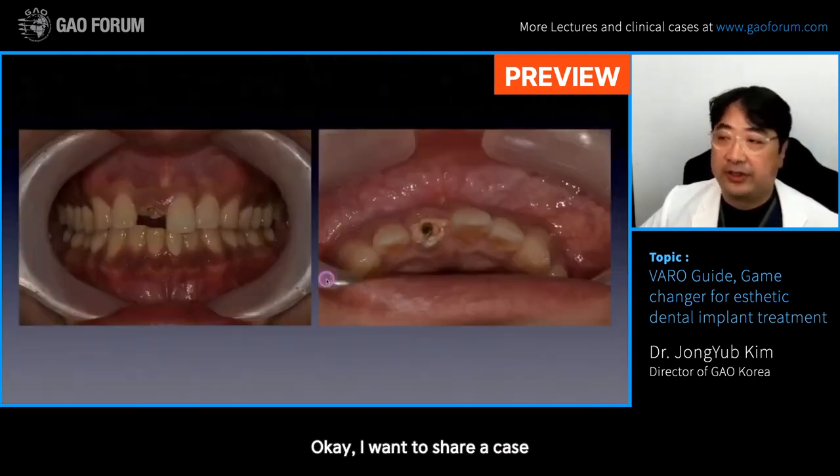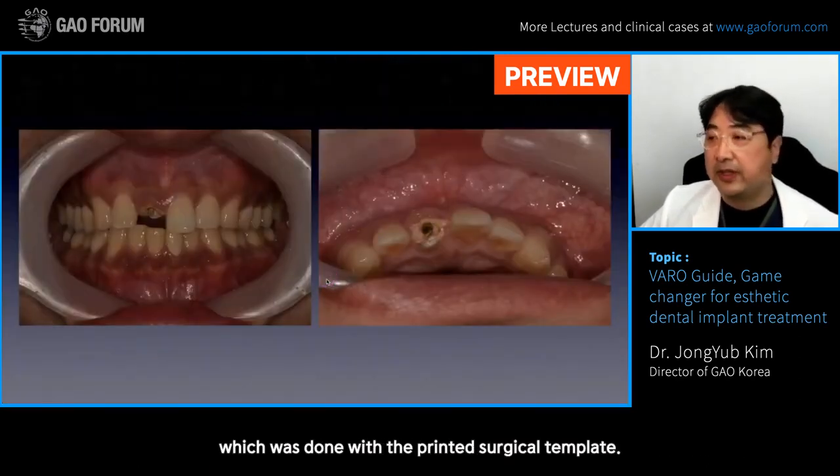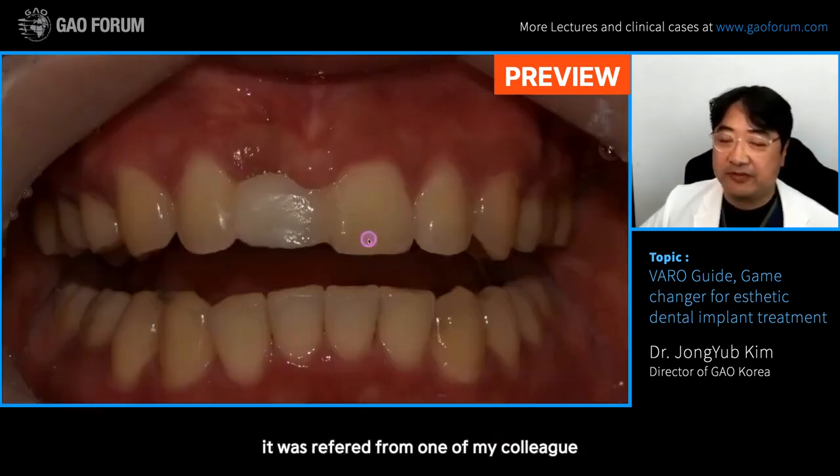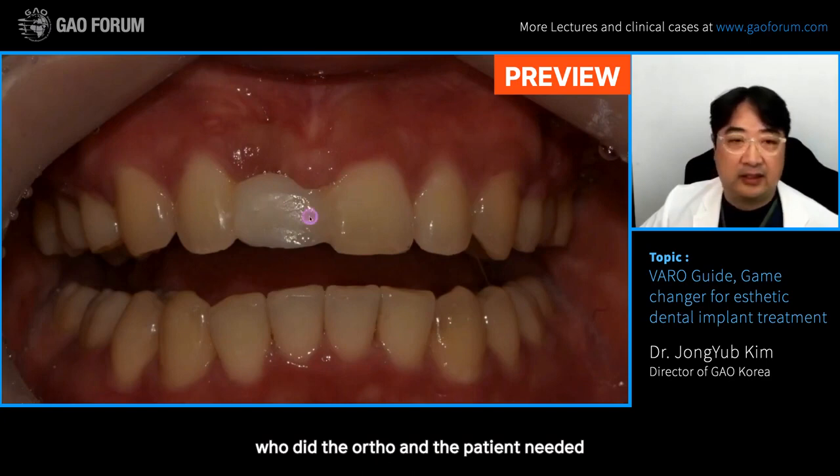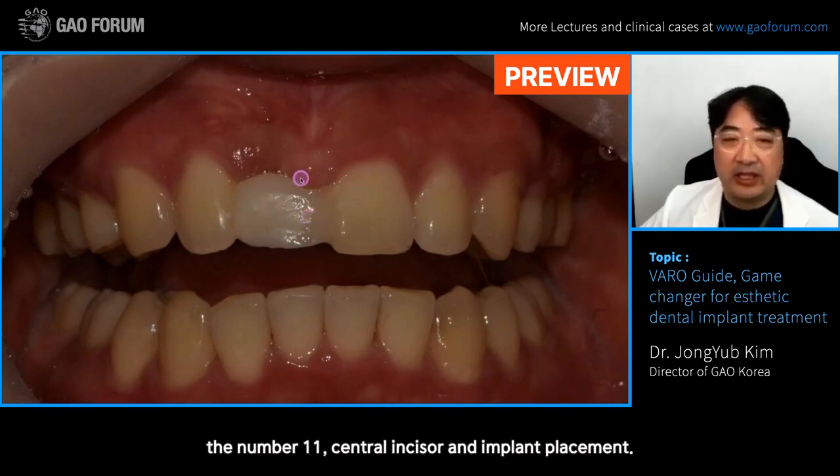Okay, I want to share a case which was done with the printed surgical template. It was referred from one of my colleagues who did the ortho, and the patient will need a number 11 central incisor implant placement.